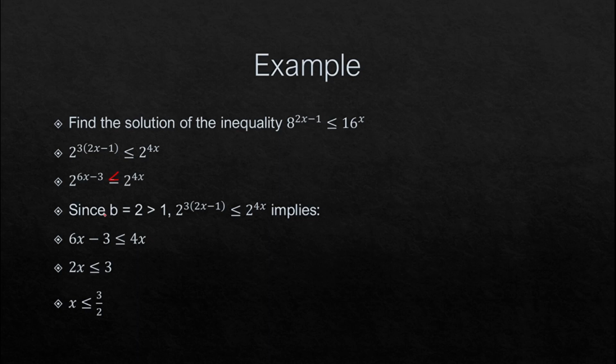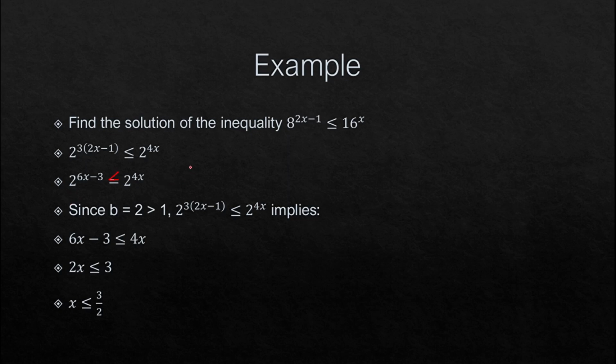Since ang base dito is 2, greater than 1, then this inequality implies that the left exponent, ang 6x minus 3 is less than or equal to 4x. So walang change ang sign nito, pareho pa rin less than or equal to, kasi hindi siya fraction ang base natin, fraction na greater than 1.